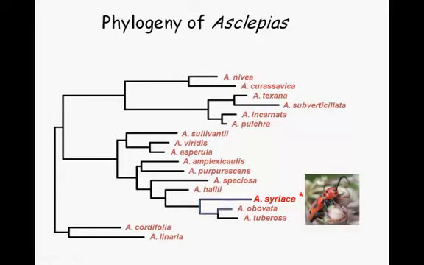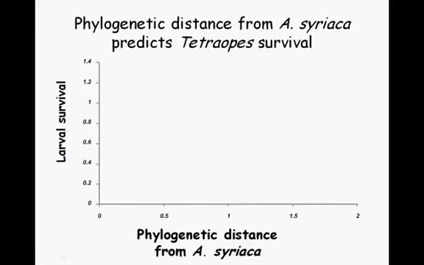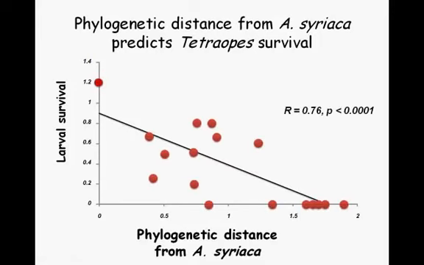So what I'm going to show you is a couple of graphs. We have on the x-axis here phylogenetic distance from the true host, Asclepias syriaca, and an index of larval survival of Tetraopes on the y-axis. In this case, phylogenetic distance is a significant predictor of Tetraopes survival. What I would take away from this is that the true host does very well. There's sort of this cloud of intermediate phylogenetic distances. And these 5 species that are further out phylogenetically, there's basically no survival on.